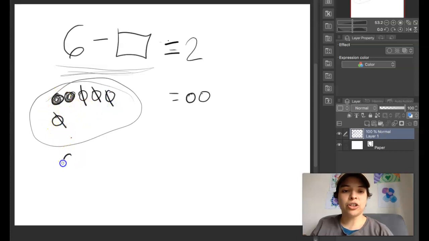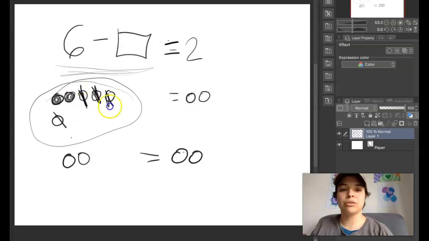Because now for sure I have 2 is the same as 2. But how many did I cross off? That's something I have to remember. So that was 1, 2, 3, 4. I crossed off 4. So we know that the mystery number was 4.